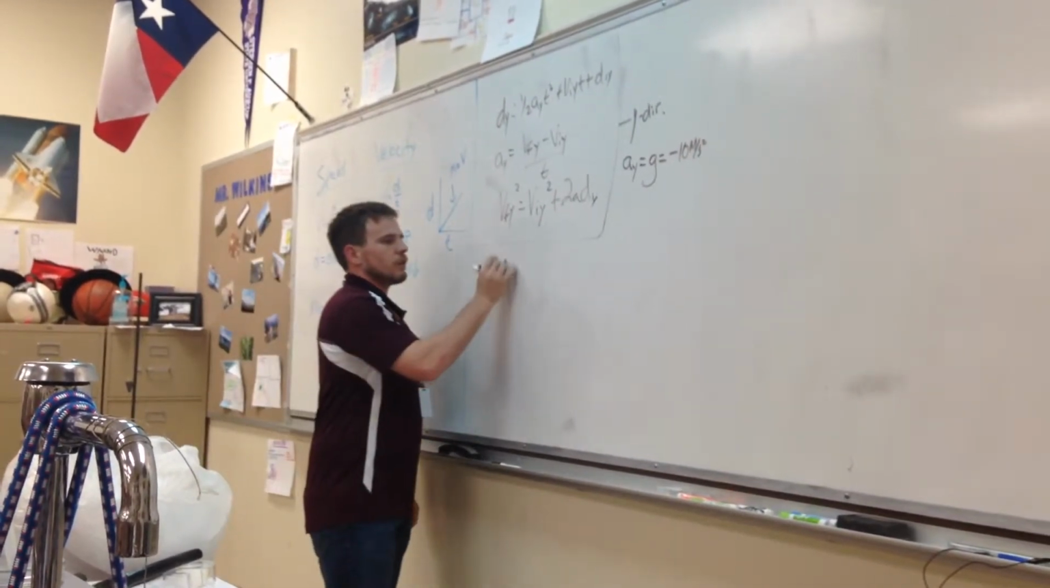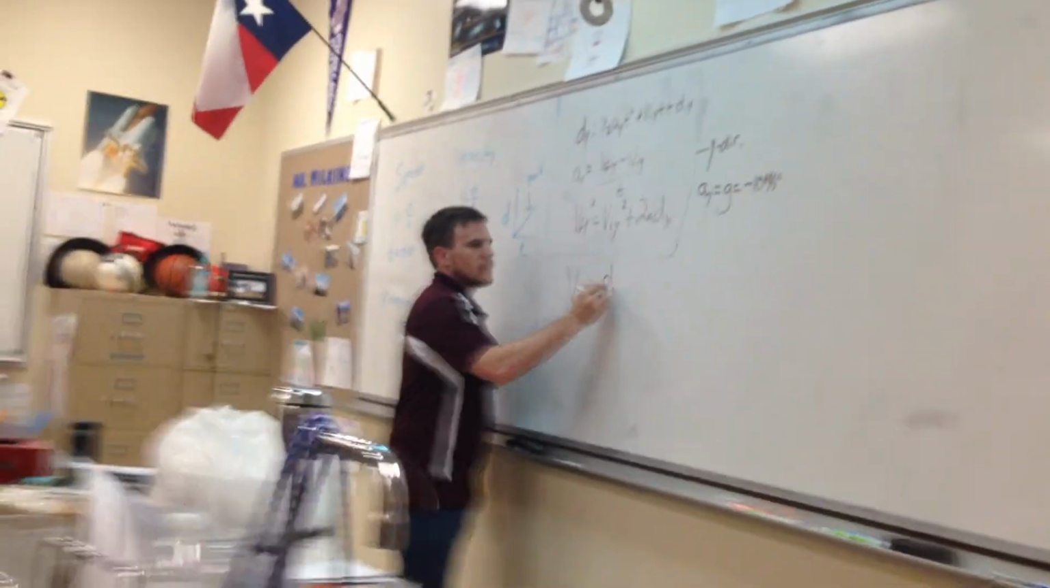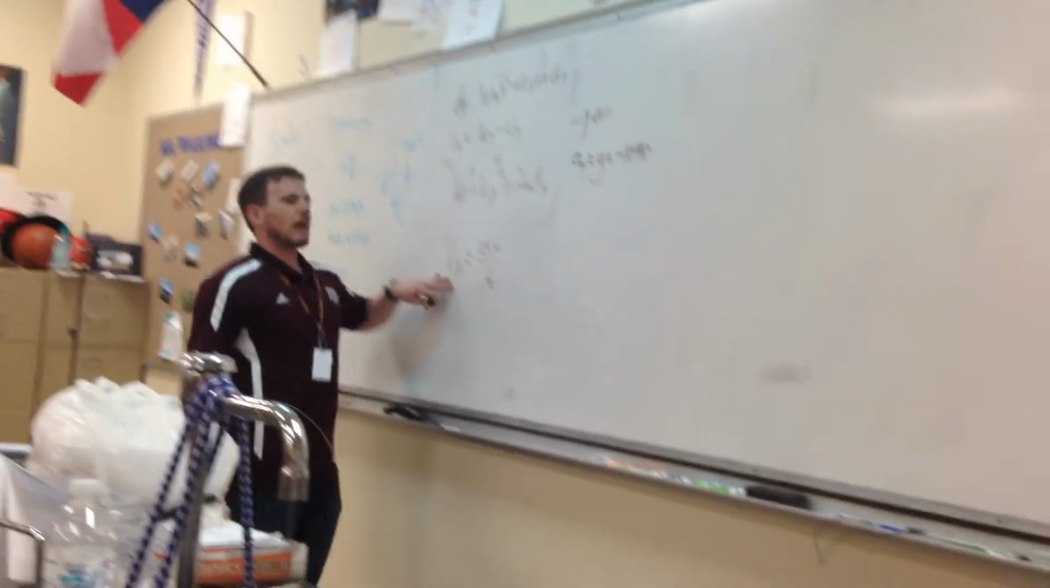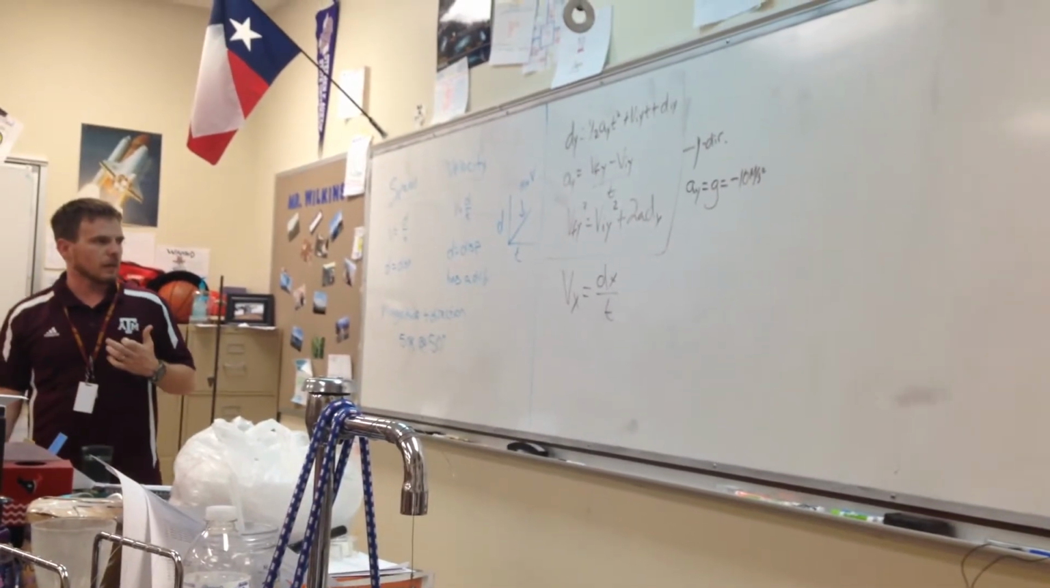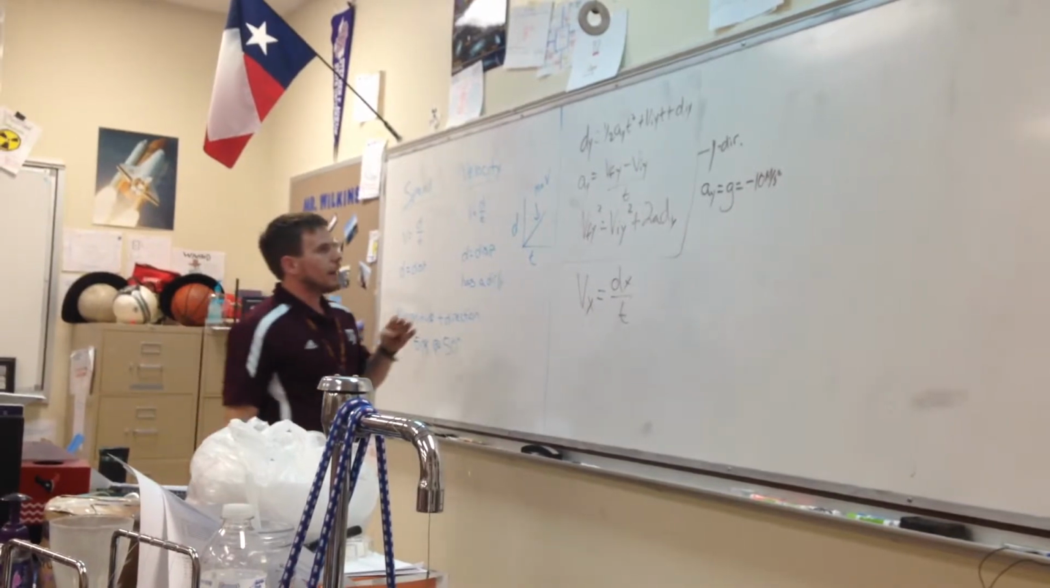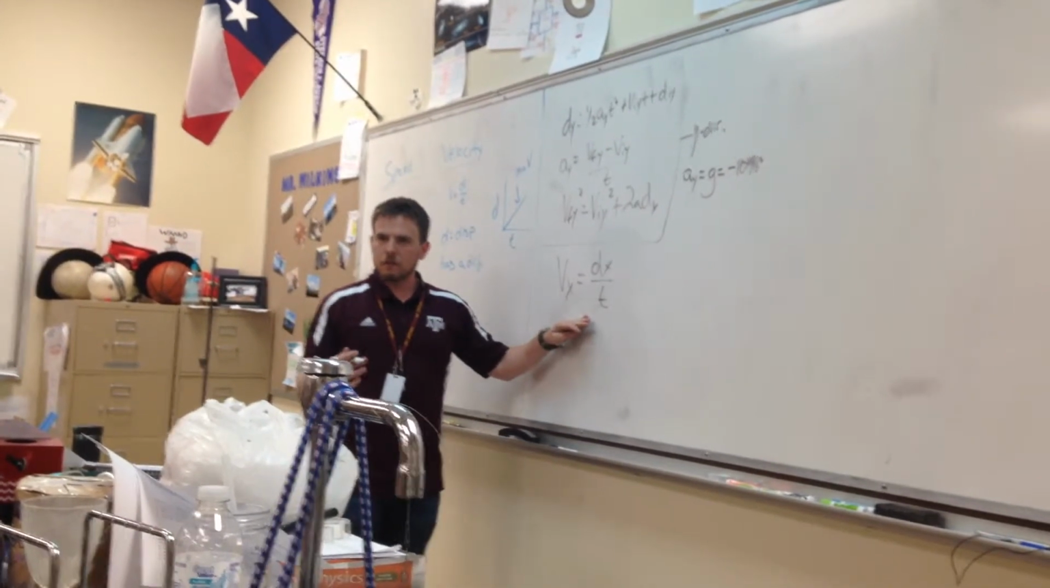In the x direction, there's only one formula, and that is vx equals dx over t. The reason x direction only has one formula is there will never be an acceleration in the x direction, okay? So you shouldn't have to worry about acceleration there.